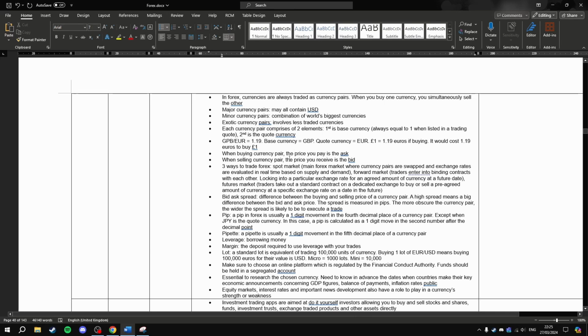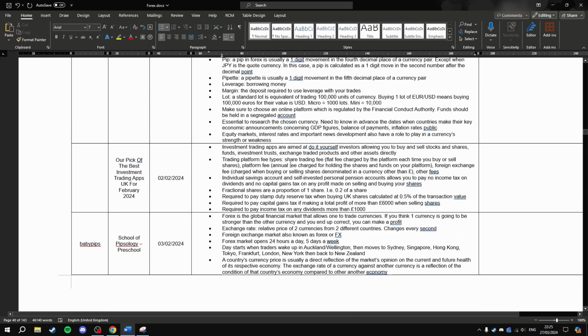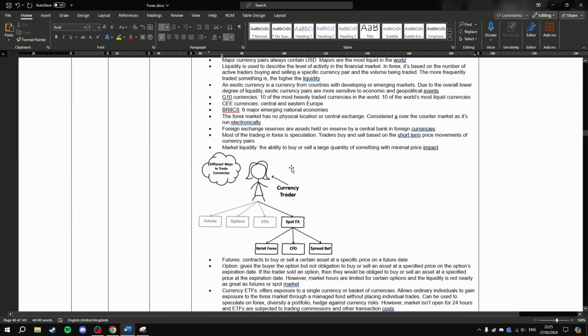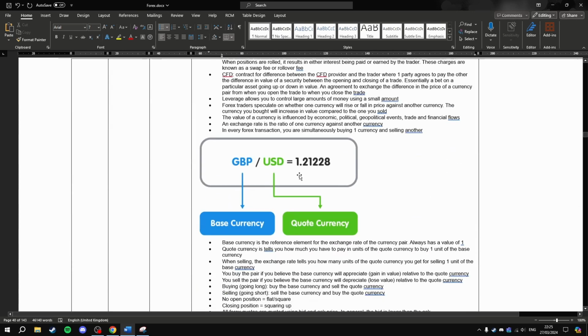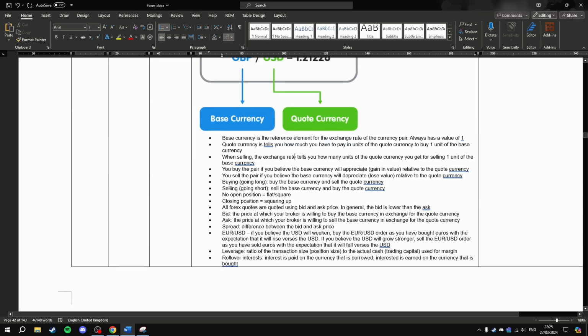Pip, bid-ask spread, margin. Quote... will rise versus the USD.